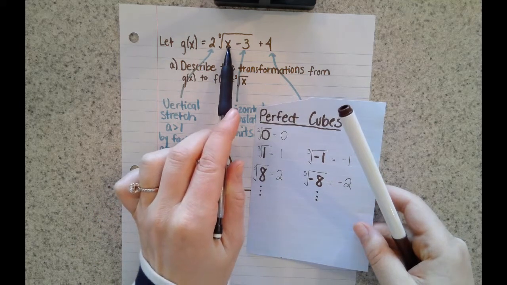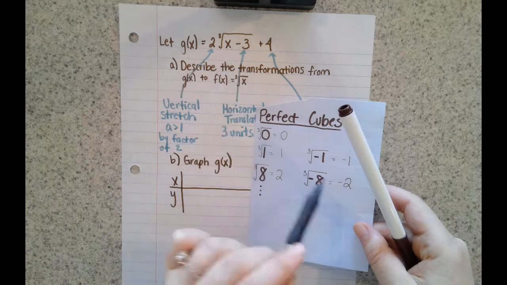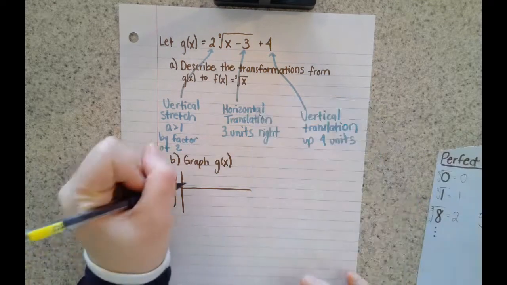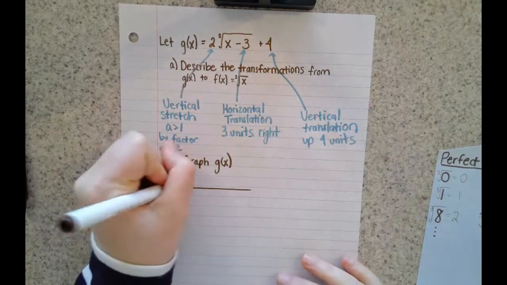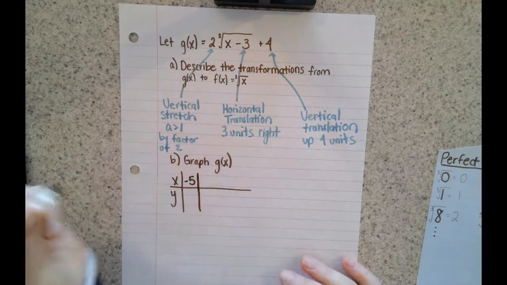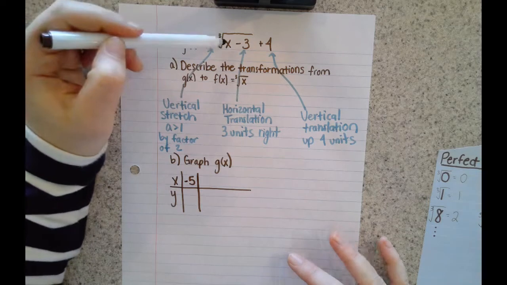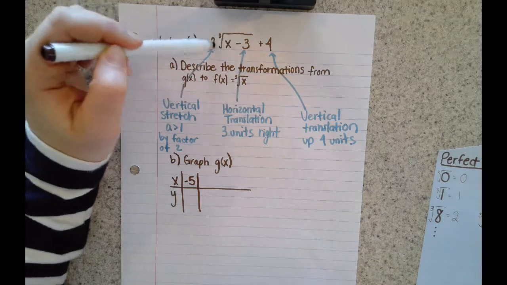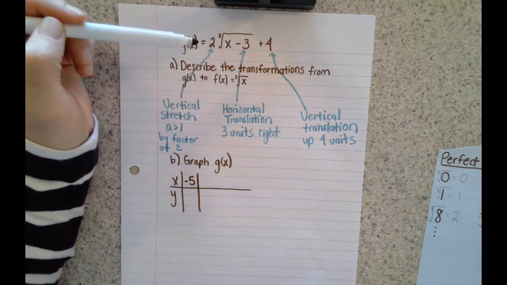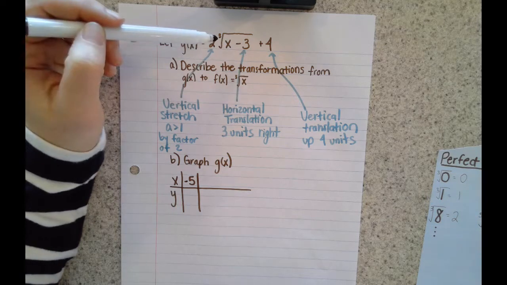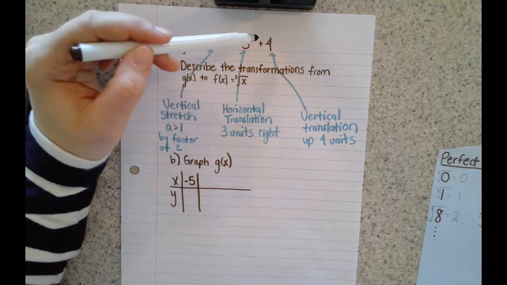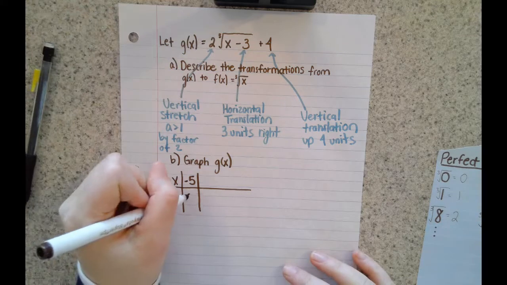Now, I know that -5 minus 3 gives me -8. So I want my first input to be a -5. -5 minus 3 is -8. The cube root of -8 is -2. -2 times 2 is -4, and -4 plus 4 is 0.